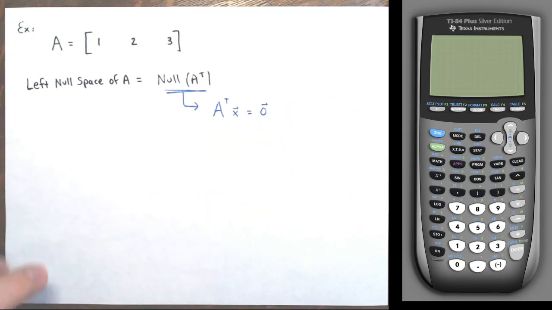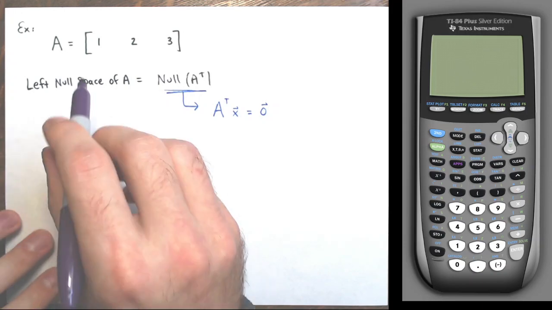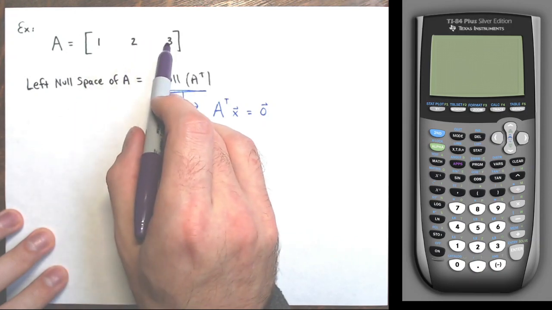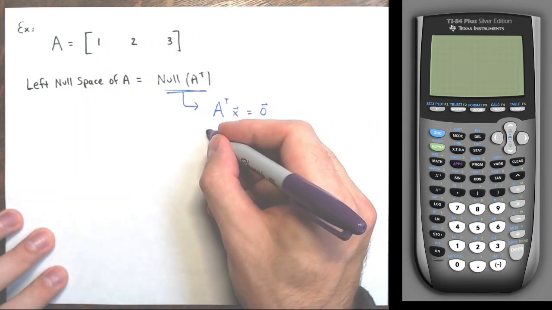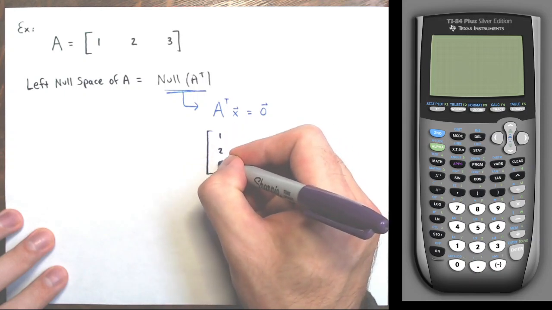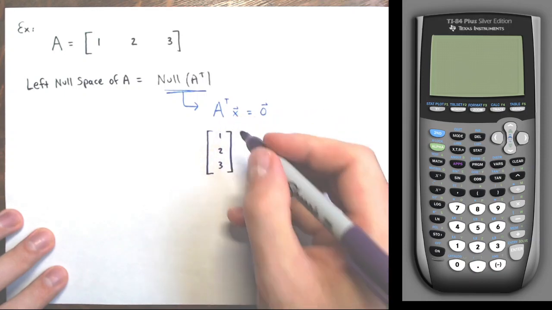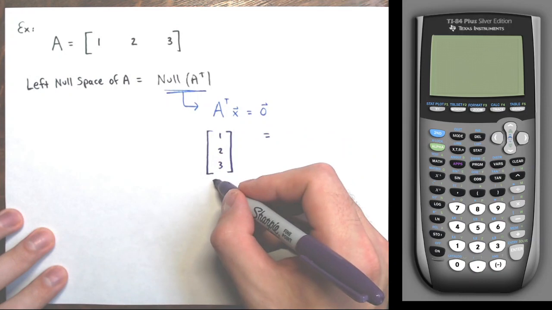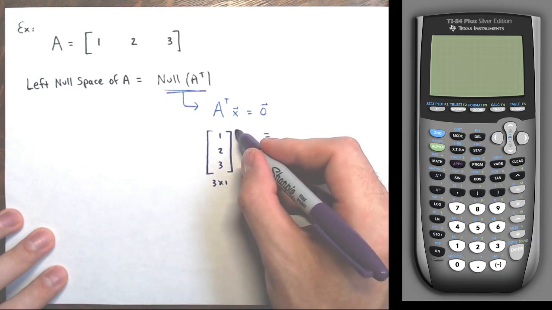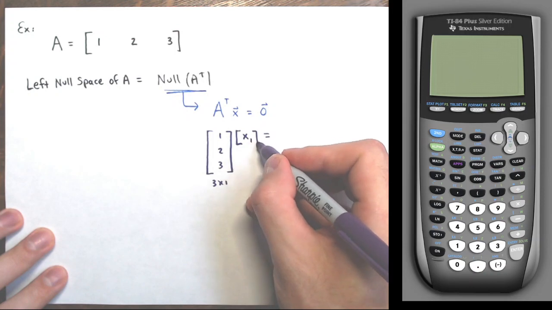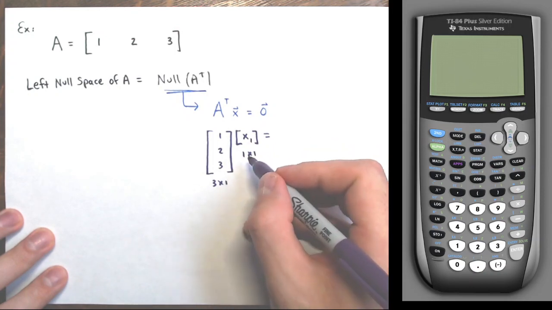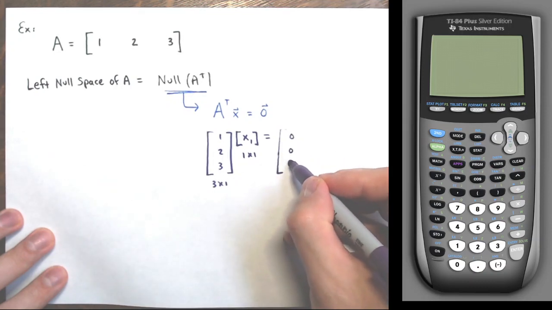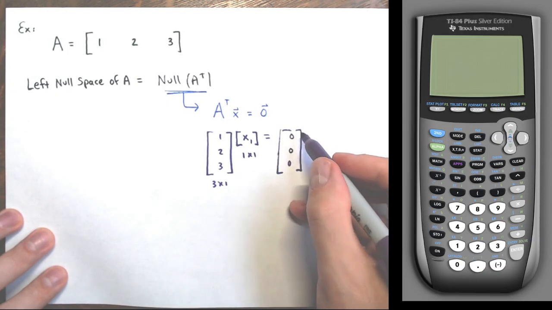All right, so A transpose. Let me write that in. Now, A is a 1 by 3, so this is from R3 here. A transpose would be a 3 by 1: 1, 2, 3, like this. All right, this is A transpose. So X needs to be a 1 by 1, just a 1 by 1, right? That way I can actually multiply them, and that would give me the 3 by 1 0 vector over here. All right, so I'm solving this equation here.